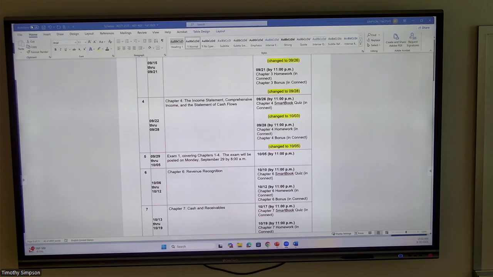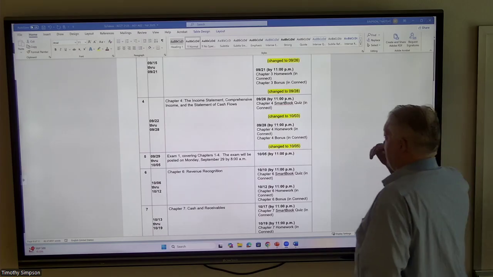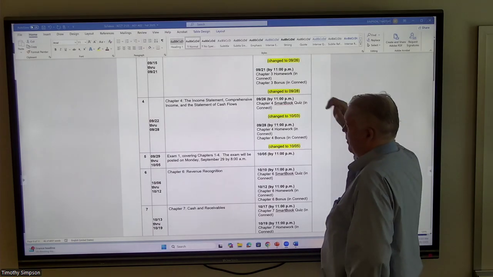We're going to go more into chapter 4. Chapter 4 deals primarily with the income statement, but we also get into comprehensive income, which is a collateral piece to this, and also we'll get to the statement of cash flows probably today. Then on Thursday, my goal is to wrap this up and talk a bit about the exam, which is coming up.